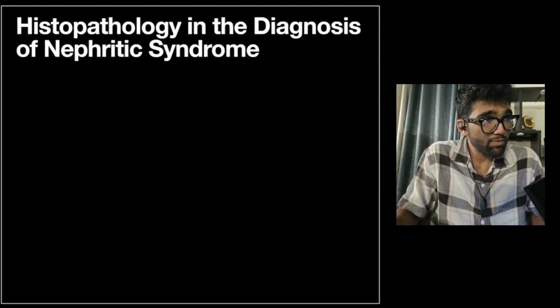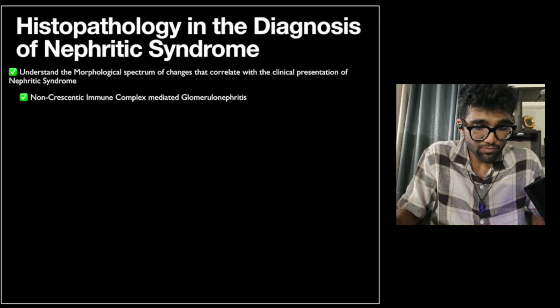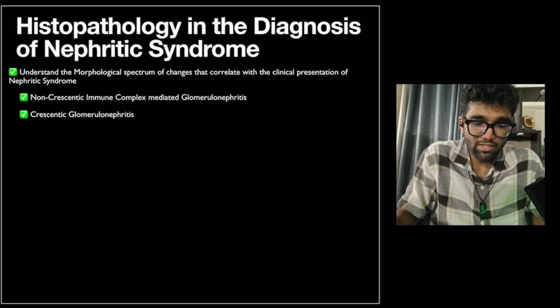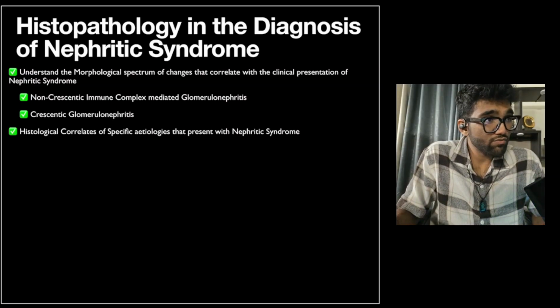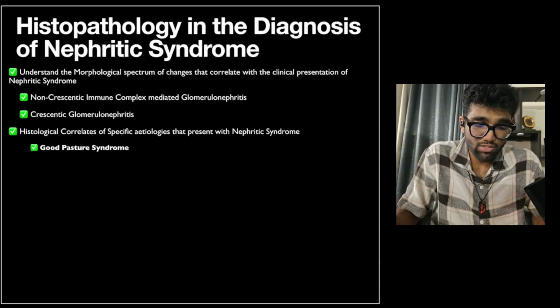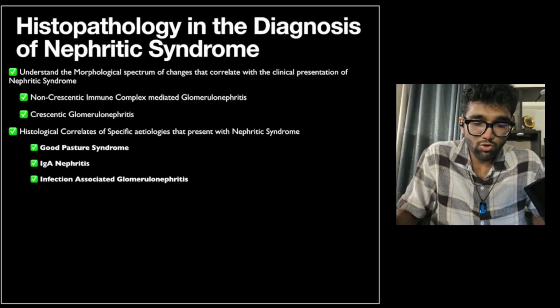Now, in the previous discussion, we discussed the morphological spectrum that correlates with the presentation of nephritic syndrome clinically. That included non-crescentic immune complex mediated glomerulonephritis, and it included crescentic glomerulonephritis with or without immune complex deposition. Then we discussed the histological correlates of three specific etiologies that result in nephritic syndrome. That was Goodpasture syndrome, IgA nephritis, and finally infection-associated glomerulonephritis.